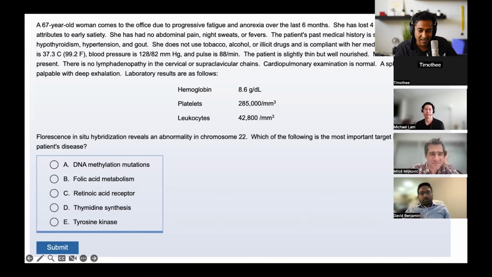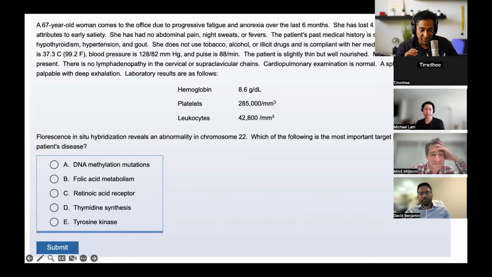Yeah, right, like the doctor actually did that. Cardiopulmonary exam is normal. Spleen tip is palpable. Oh, sure. Like the average doctor palpated that spleen tip. Sure, I believe that. Laboratory results are the following. Okay, hemoglobin 8.6, anemic, platelets 285, leukocytes 42K. Oh boy. Oh, this is such an easy question. Then the FISH is back and there's an abnormality in chromosome 22. Which of the following is the most important target in treating the patient's disease?